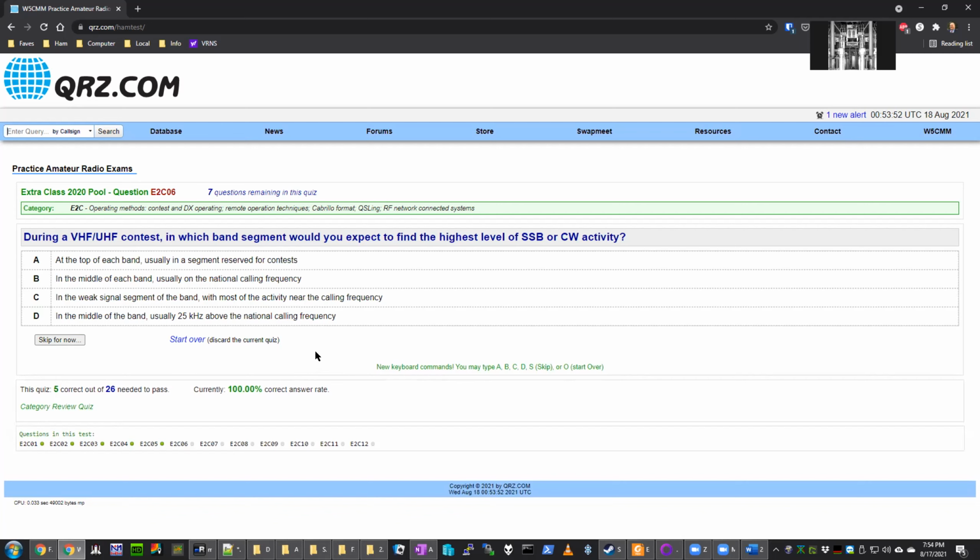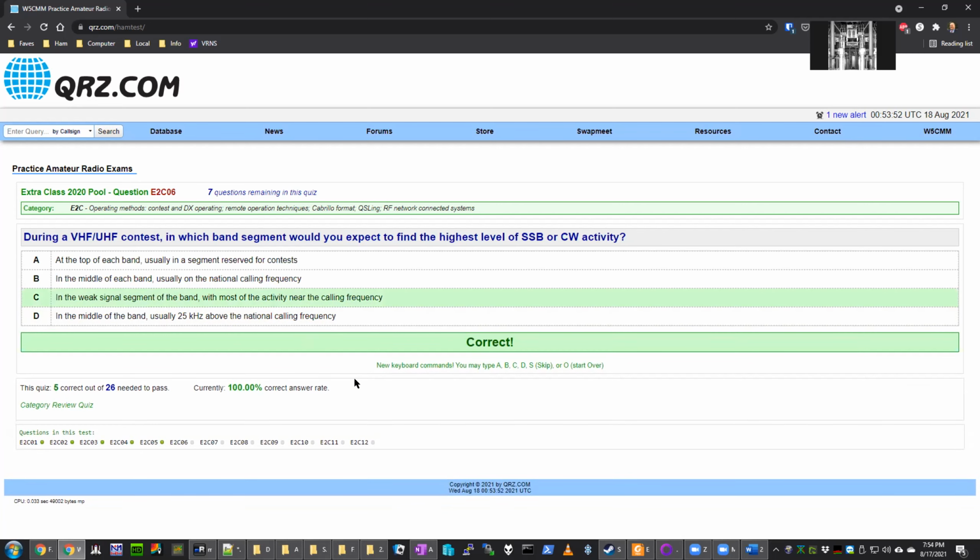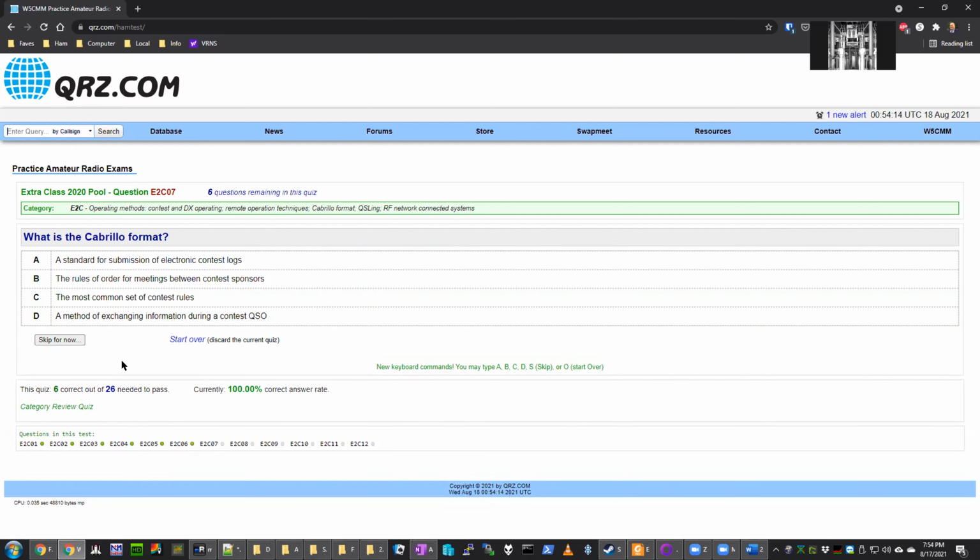C. Yeah, that's going to be C, the weak signal segment. What is the Cabrillo format? A. Yeah, that's going to be A. Most contests want the logs submitted in Cabrillo format, and most contest loggers have the ability to generate that submission for you.